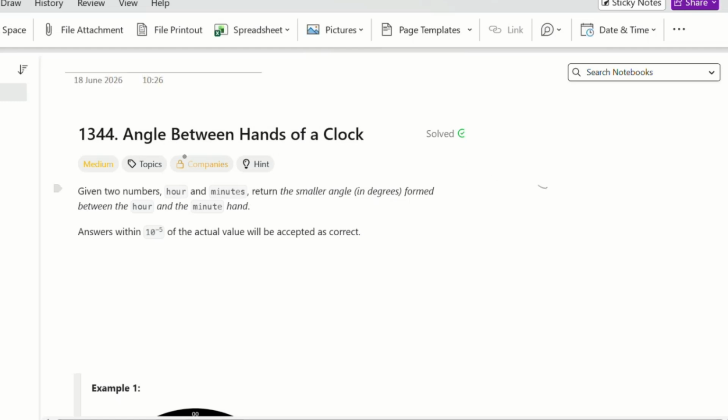Hi everyone, so today's problem of the day is angle between hands of a clock. And what is given in the description? Given two numbers, hour and minutes, return the smaller angle in degrees formed between the hour and the minute hand. And we need to return the answer; within 10 to the power minus 5 of the actual value will be accepted as correct. So we'll understand more with the help of an example.